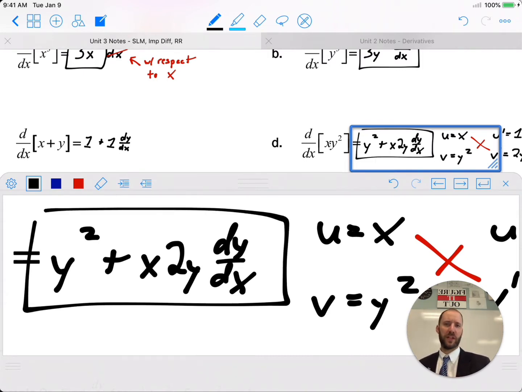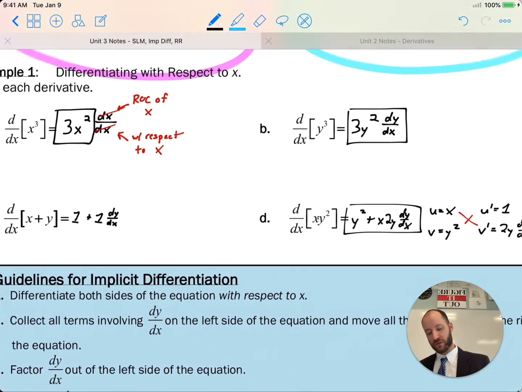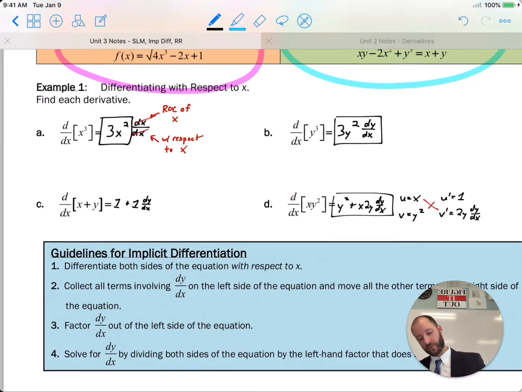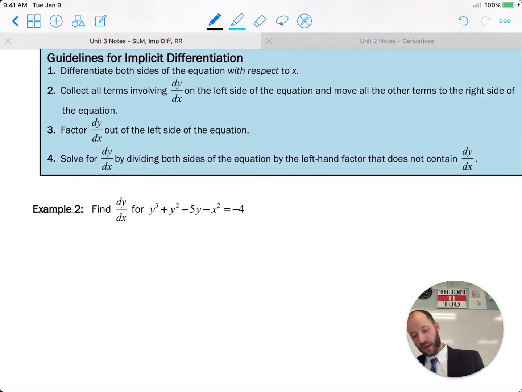So really, implicit differentiation at its core, just take the derivative like you know and love how to do already. But if you're taking the derivative of a variable other than the one you're doing with respect to, you need that marker, d whatever, dx. Now let's say we want to find dy/dx, so then you need to solve for dy/dx, so really solve for y prime, okay?